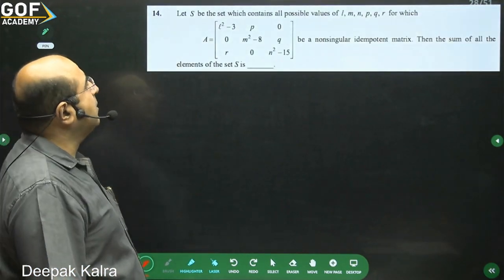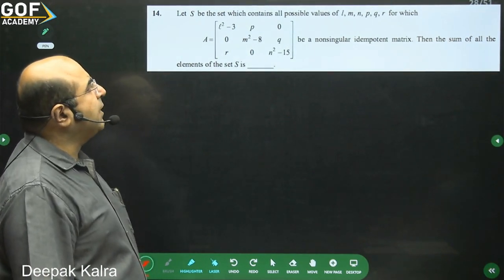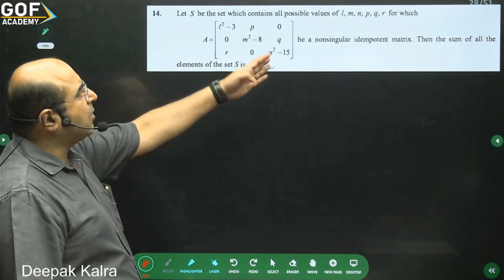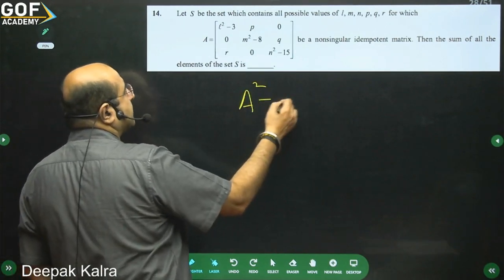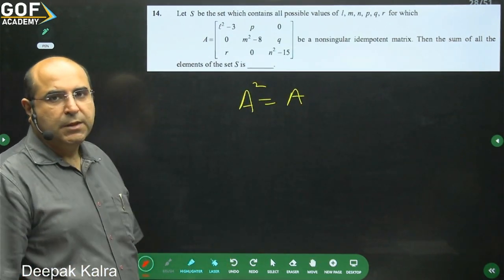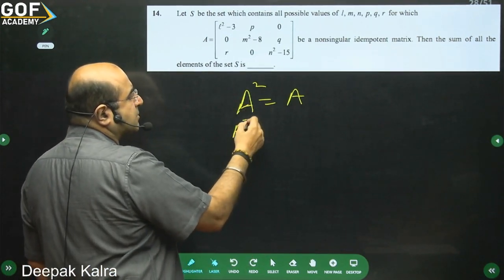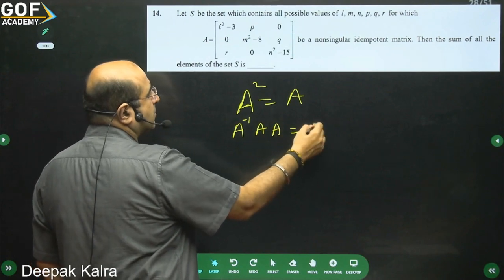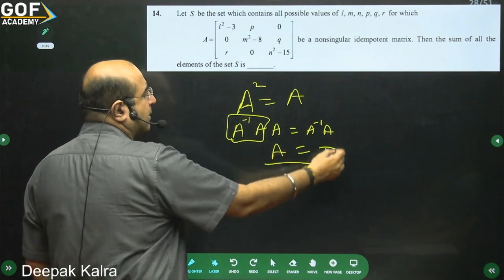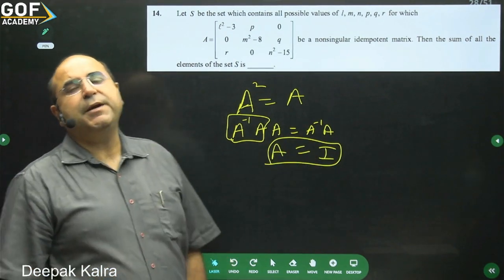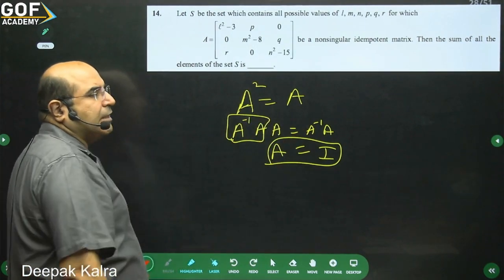Moving to this now, let S be the set which contains all possible values of L, M, N, P, Q, R for which this is a non-singular idempotent matrix. Idempotent stands for this. It should be non-singular. Understand, if I multiply A inverse on both the sides, it forms I. A is equal to I. It should be an identity matrix then. Idempotent and non-singular, it should be identity.